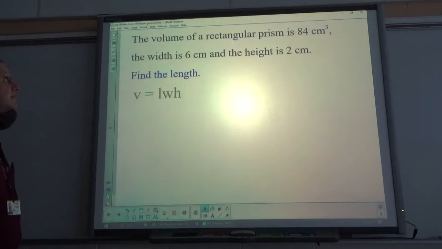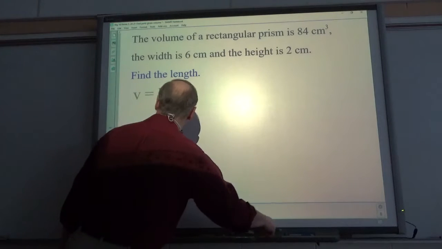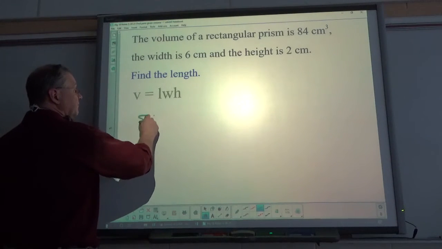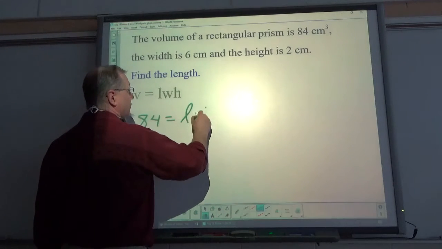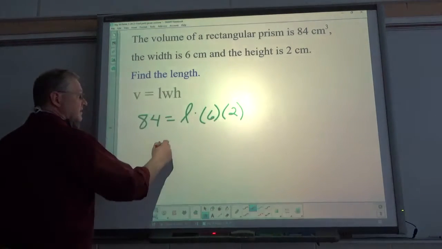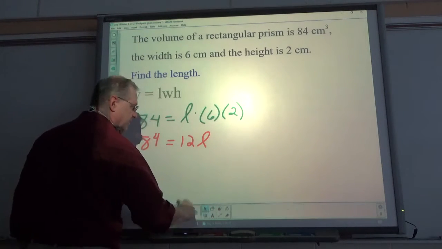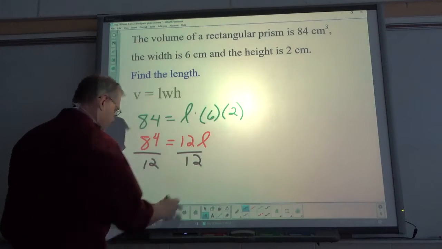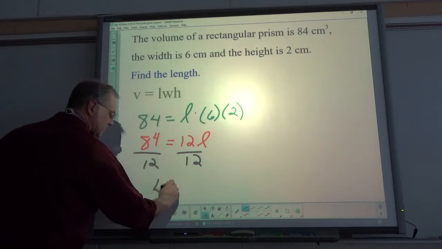Let's take a look at our next example. Volume of a rectangular prism, 84 centimeters cubed. Width is 6, height is 2. Find the length. So we're going to go ahead and fill in volume of 84 equals length times width times height. So this comes out to 12L equals 84. I'm going to divide by 12, and L is going to equal 7.